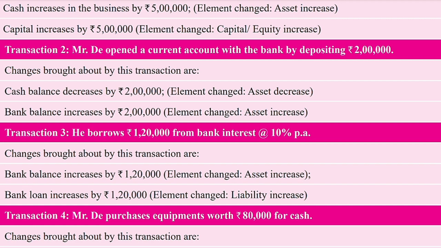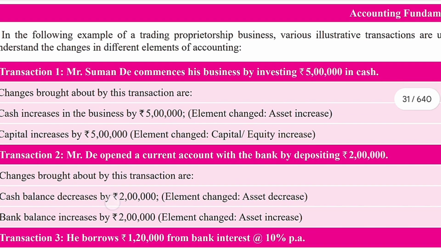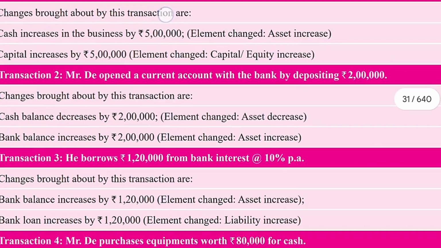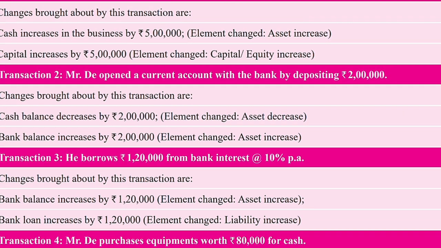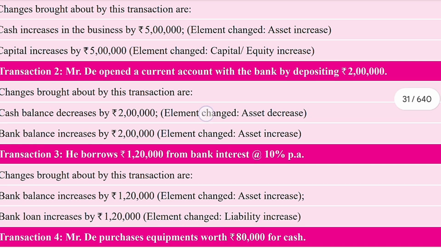He's depositing 2 lakh into the bank, which means the asset cash is decreasing, right? You take the money from cash, and in the bank the balance increases. So cash decreases from our business, but he is also depositing the same money into the bank account of that business. Bank is also an asset, so one asset increases and another asset decreases as well. That is what is explained here.